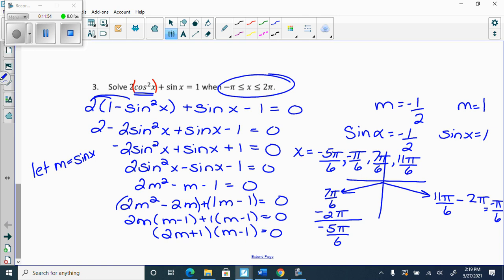And then where sine x equals 1, it's just here, which is pi over 2. So the answer to this would be x equals negative 5 pi over 6, negative pi over 6, 7 pi over 6, 11 pi over 6, and pi over 2.